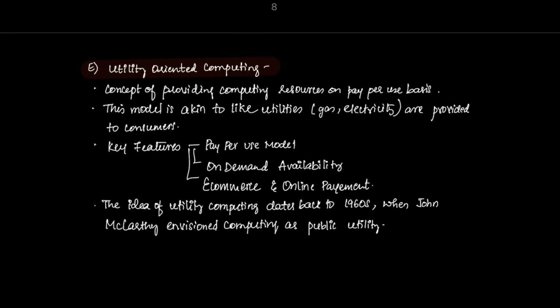Next we have utility oriented computing. Utility means we have electricity, water, all these are utilities, right? So utility oriented computing means the concept of providing computing resources as a pay per use model. This model is akin to utilities that are provided to consumers. Key features are the pay per use model. That is, however many resources I am renting, I'll be paying only that much. On demand availability. If I require resources, I'll be getting them, and if I don't want them, I won't get them. So upfront investment is not required here.